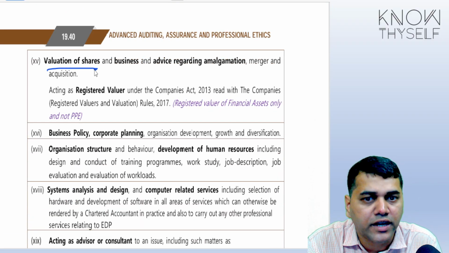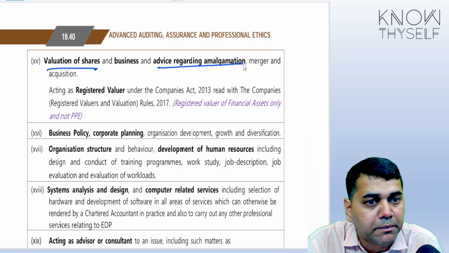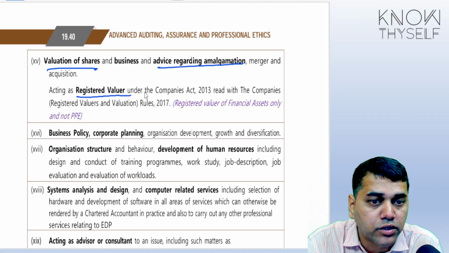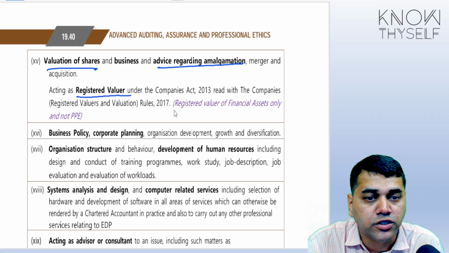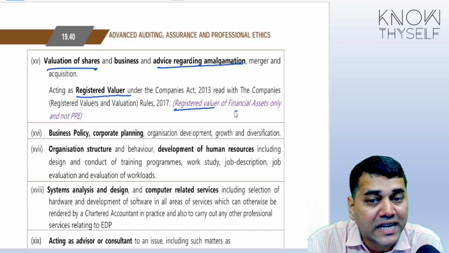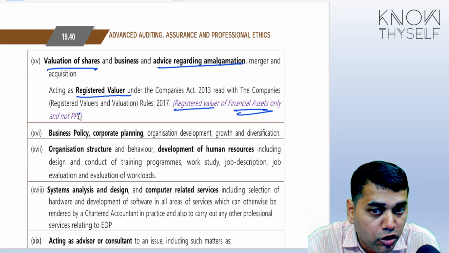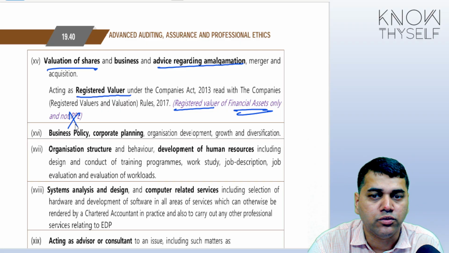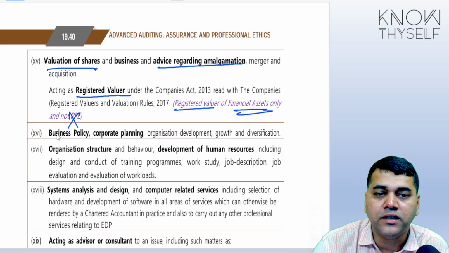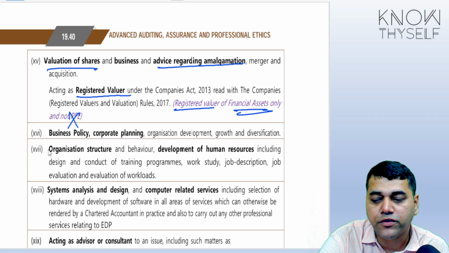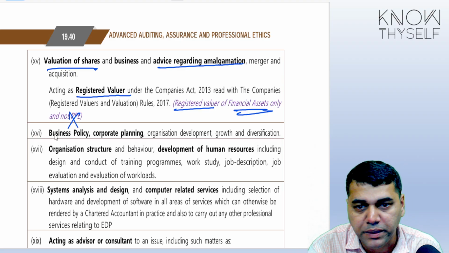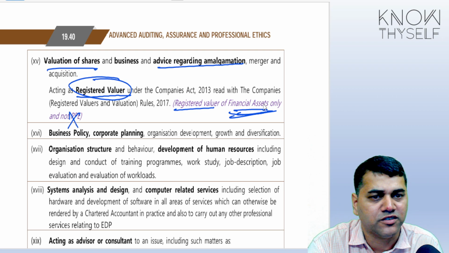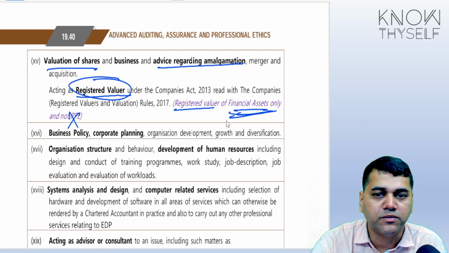Valuation of shares, you can do business and advice regarding amalgamation, mergers, acquisition. You can act as a registered valuer, read with company's valuation, registered valuer of financial assets only, please understand, and not for PP. So suddenly in examination, they will ask you, okay, so you accepted the assignment of registered valuer as a PP. No, PP is not permitted. You can act as a registered valuer only for financial assets, because that makes sense, because we are finance people.